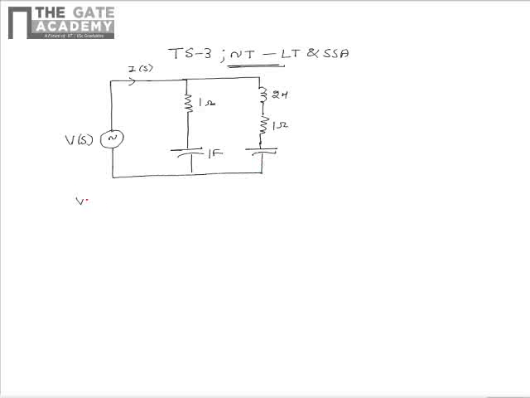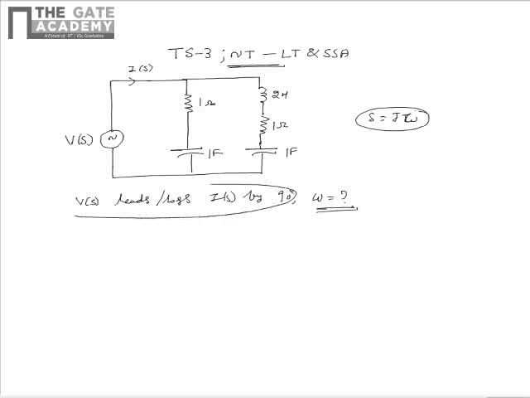It is given that V of S leads or lags I of S by 90 degrees, then we need to find the frequency of operation omega if the operating frequency of the circuit is S is equal to J omega. So we need to find the value of omega such that V of S leads or lags I of S by 90 degrees. Please note that this is a common data question.